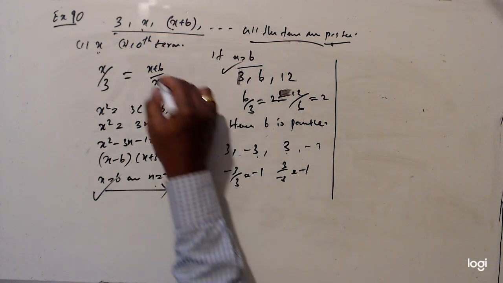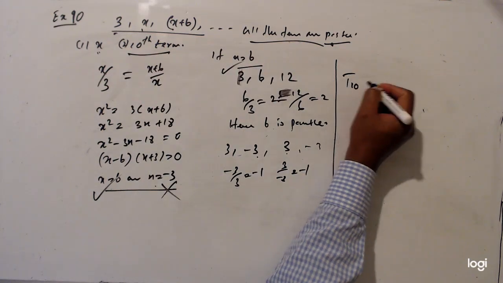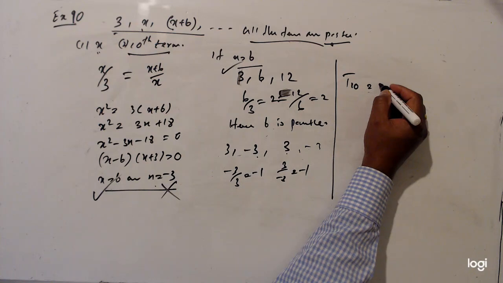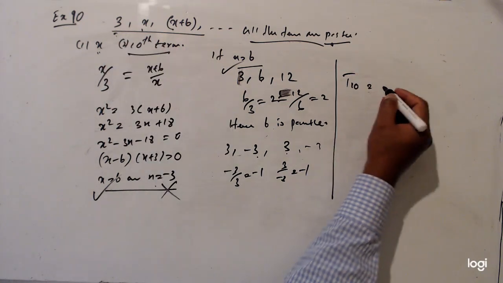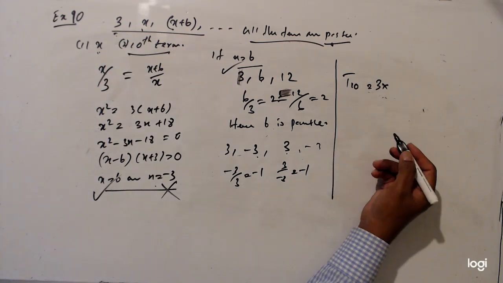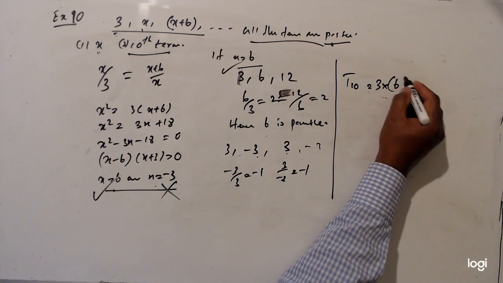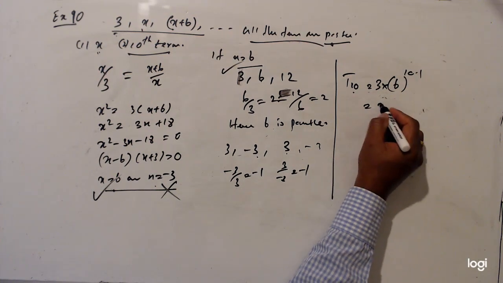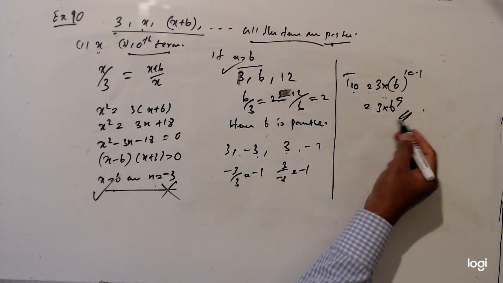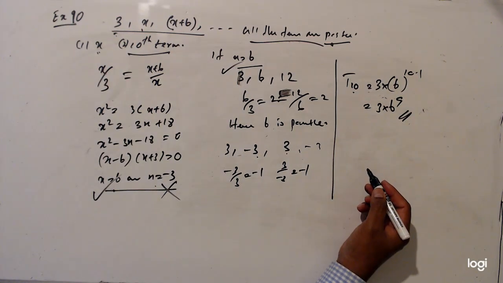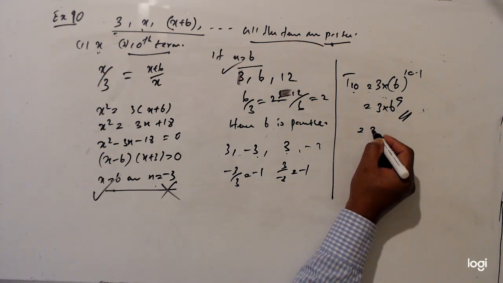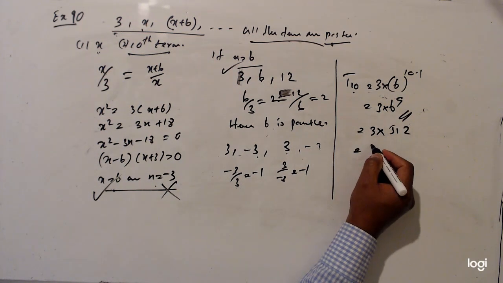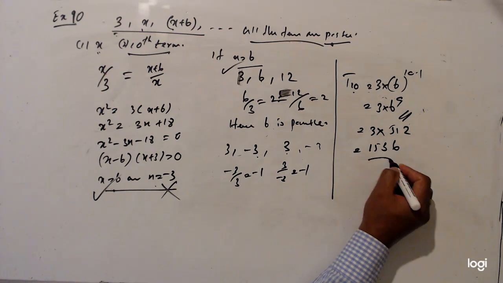Now we have to write the 10th term. So T10 equal first term, which is 3, and the common ratio is 6, and 1 less than the term number, 3 times 6 to the power 9. We can simplify this one and we can give the answer. That is 3 times 512, that is 1536, the 10th term.